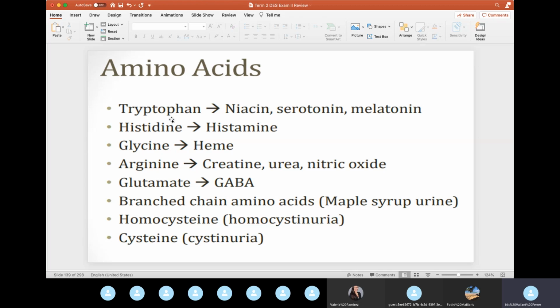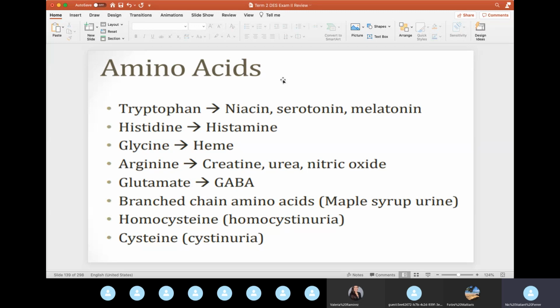Don't forget that tryptophan can be converted into niacin. This is used for the synthesis of niacin, serotonin, and melatonin. Niacin, give me a deficiency in niacin. A disorder of niacin. What is that? Pellagra. Pellagra, the 3 Ds of pellagra, what are those? Dermatitis. Diarrhea. And the last one? Dementia. And the last one is death. But let's not talk about that one.